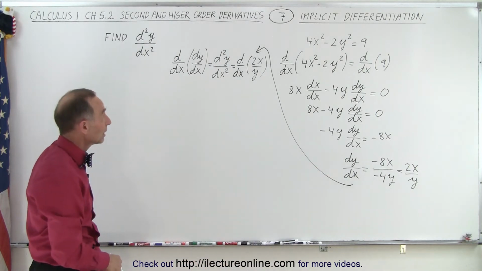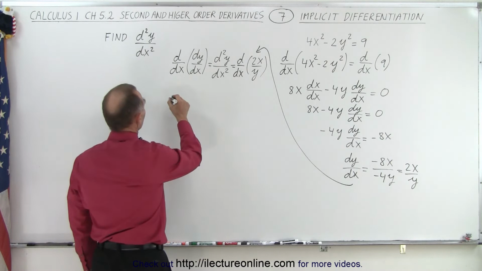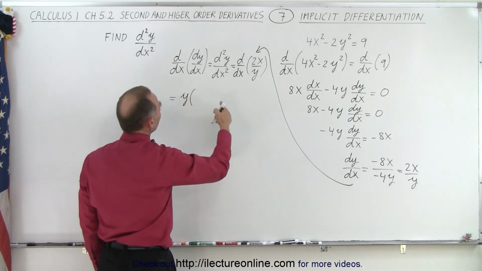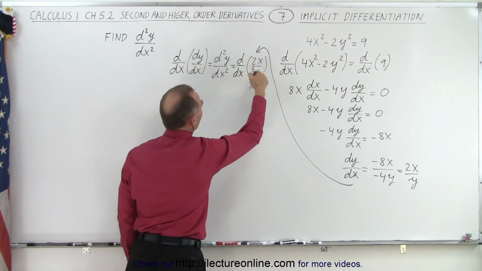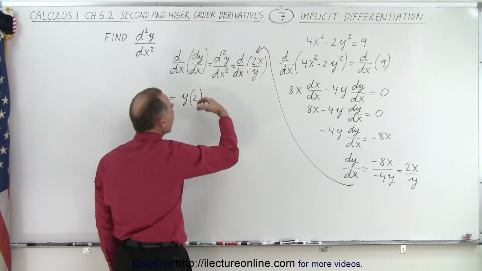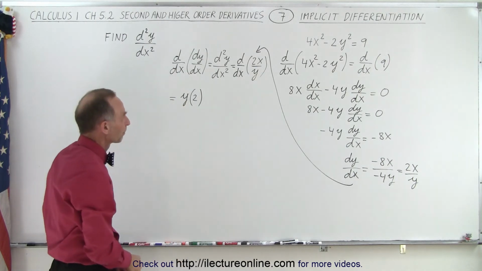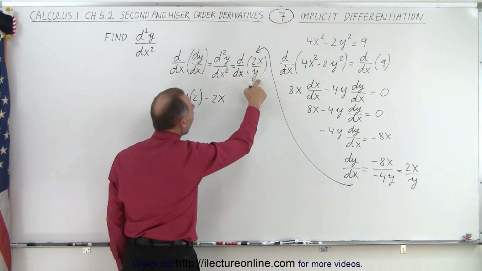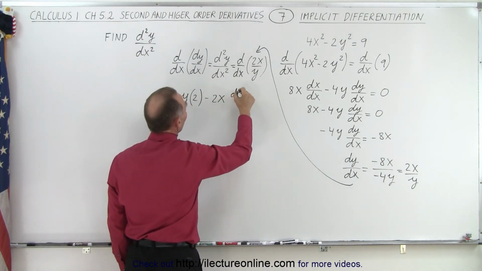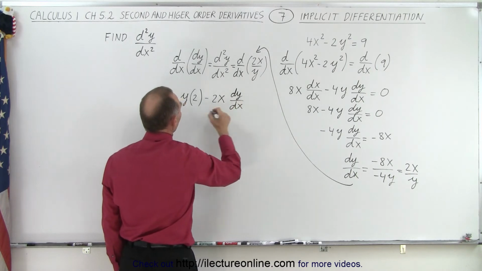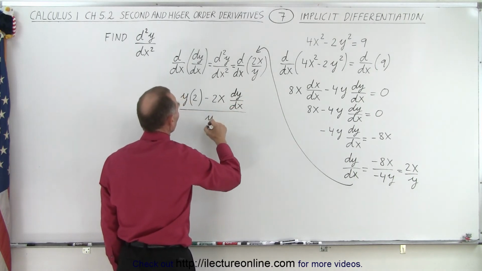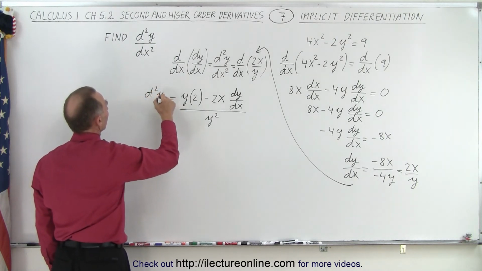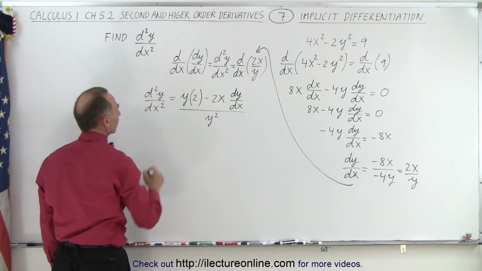So now we see we need to use the quotient rule. So this is equal to the denominator y times the derivative of the numerator with respect to x. The derivative of 2x with respect to x is simply 2 times dx dx, but we don't need to write that. Minus the numerator, 2x, times the derivative of y with respect to x, and that would be dy dx. All divided by the denominator squared, which is y squared. And that would be the second derivative of y with respect to x.